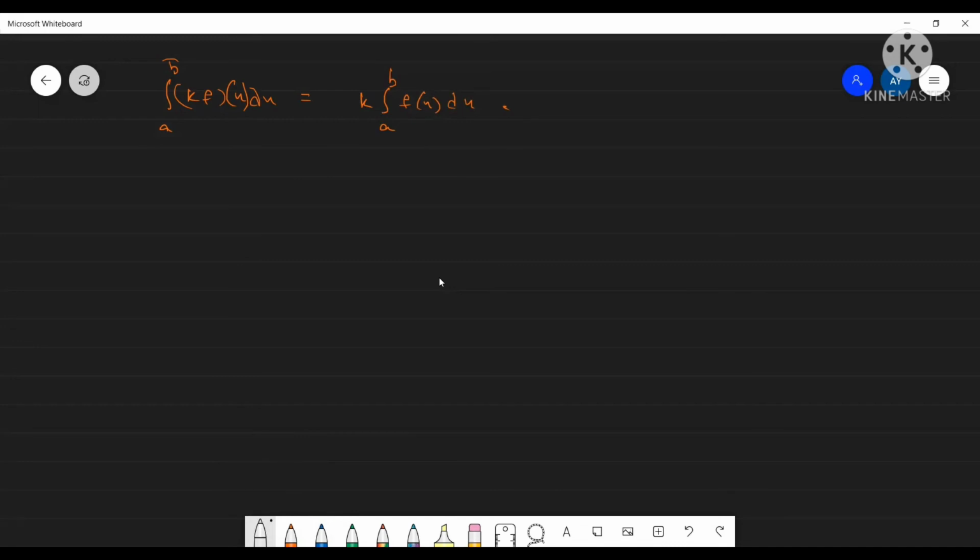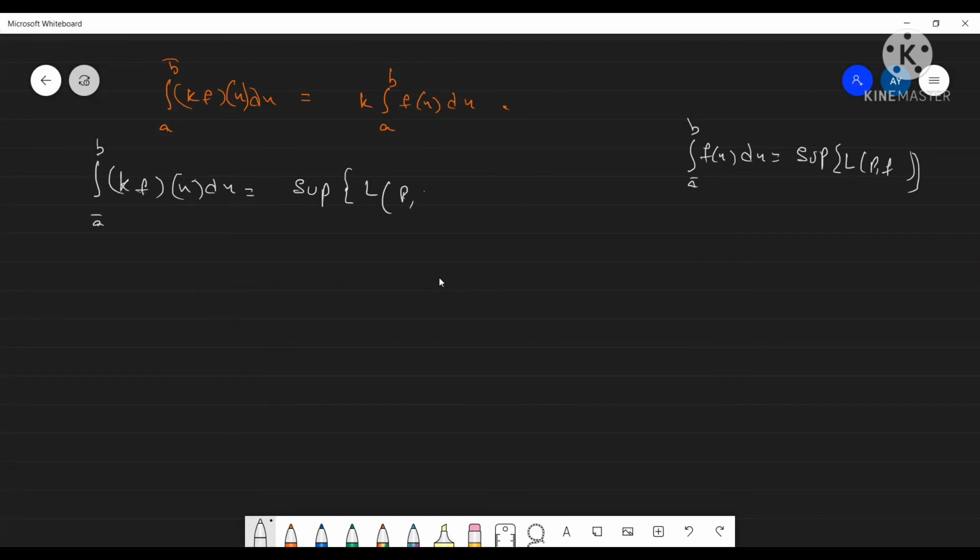Now we'll prove for the lower integral, that is, the lower sum. Integral a bar to b of kf of x dx, where k is the constant, is equal to the supremum. What is the definition of lower? Integral a bar to b f of x dx is equal to the supremum of all L(P,f). So that is what we have to write: supremum of L(P, kf).